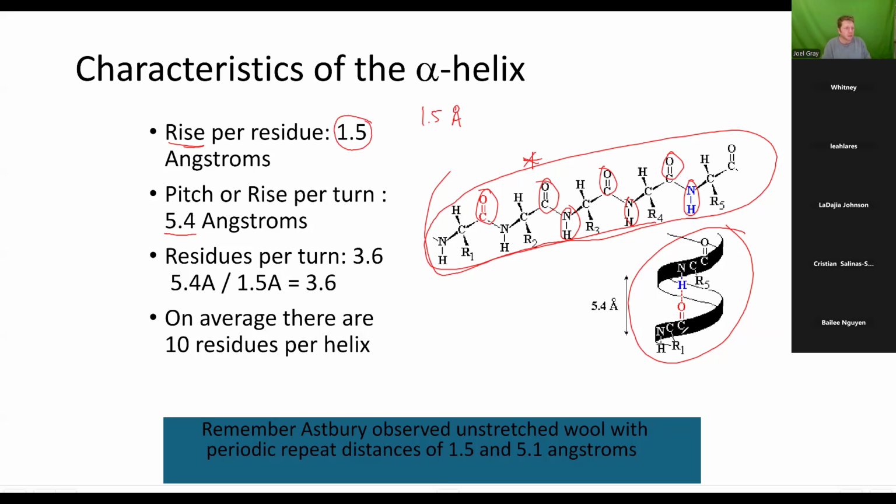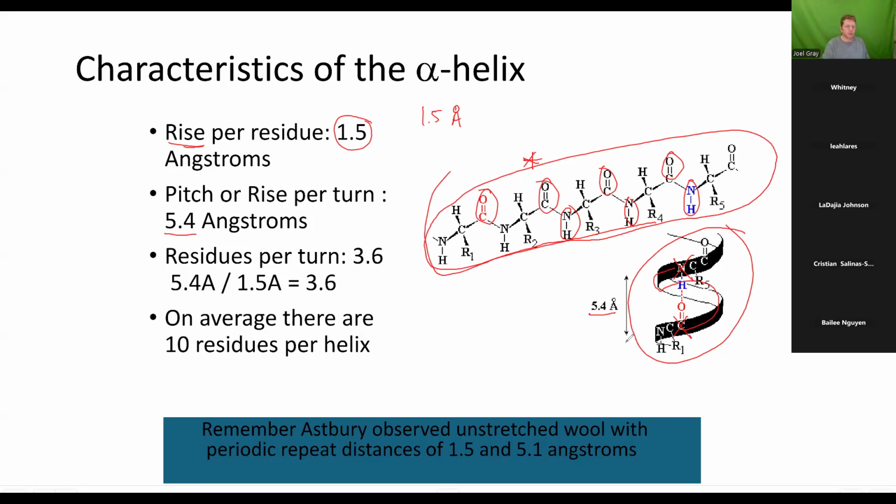So that means that in order to go from here to here, imagine, I think it's easiest to think about a spiral staircase. If you and your friend are standing on a spiral staircase and you go all the way up and you're standing right above your friend, you've walked up and around. The height between your friend and you would be 5.4 angstroms.